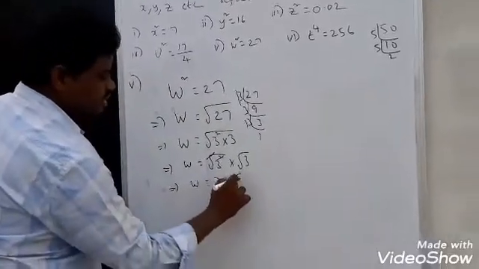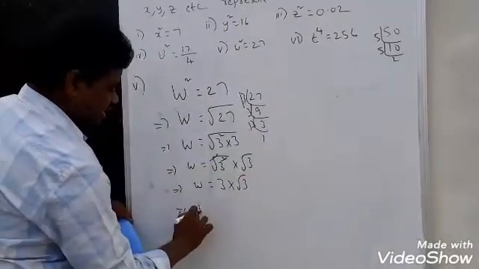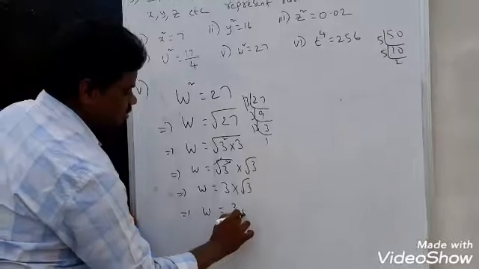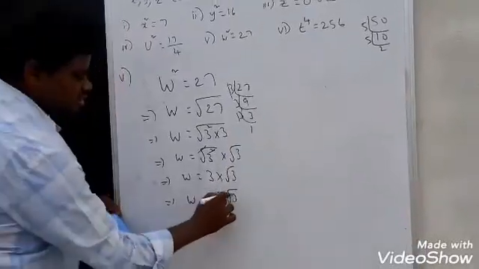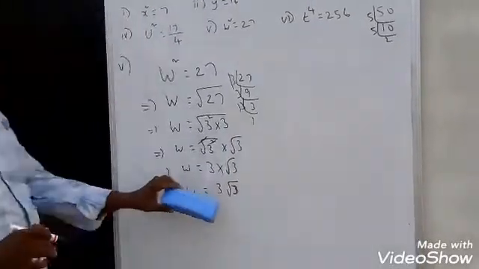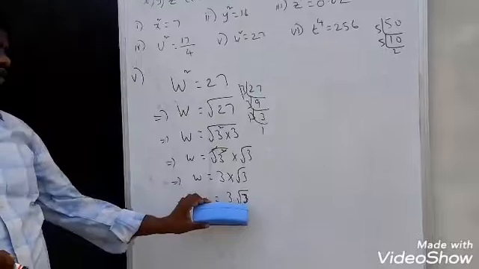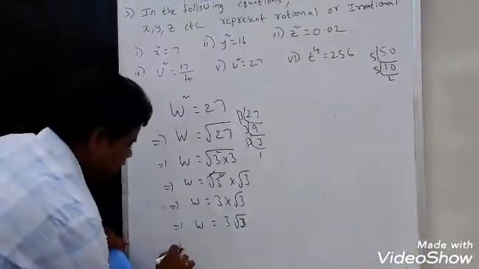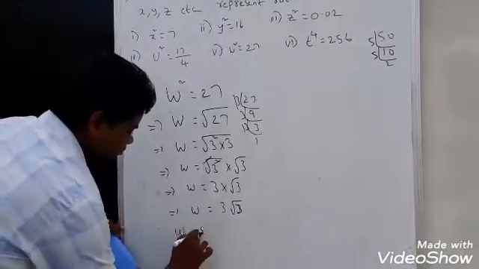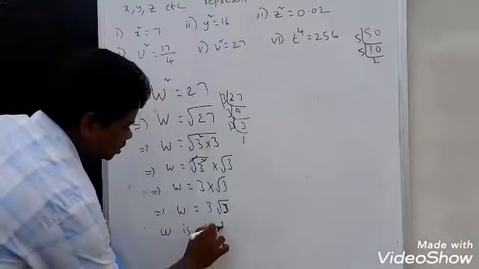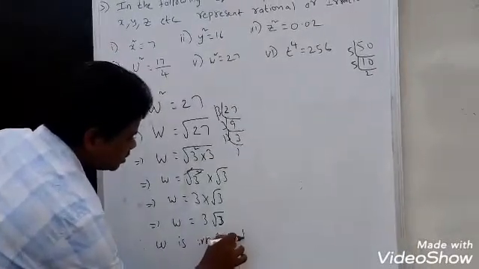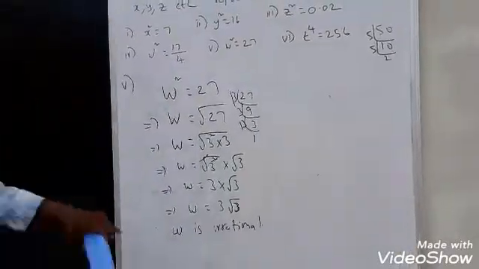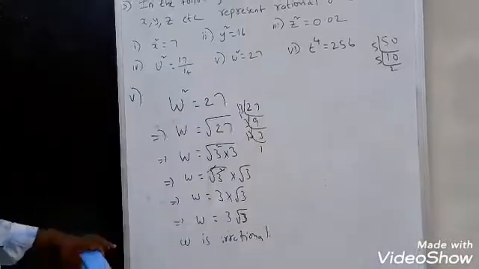w is equal to 3 into root 3 implies w equal to 3 root 3, because 3 into x means 3x. You know root 3 is irrational. Therefore, w is irrational. So w here is irrational.